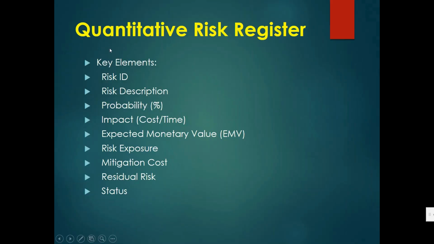After that, we have the quantitative risk register. Key elements we have here: risk ID, risk description, probability, then the impact, then cost or time, expected monetary value, risk exposure, mitigation cost, residual risk, then status.